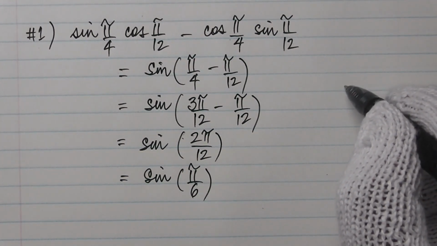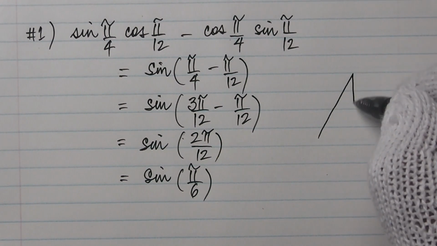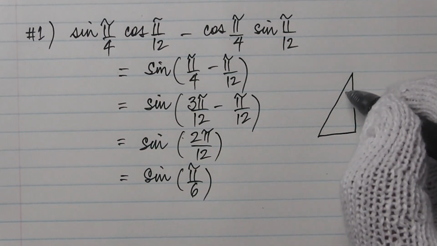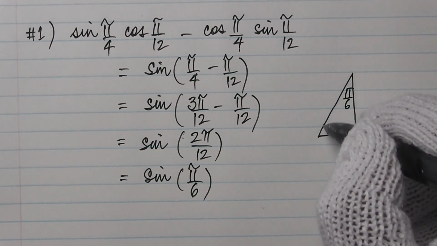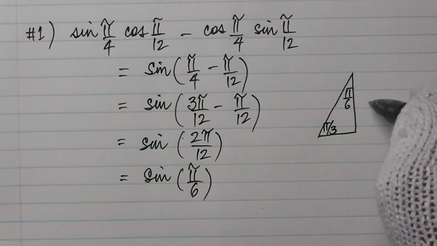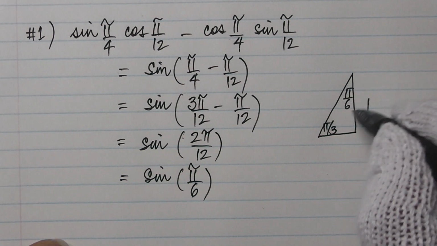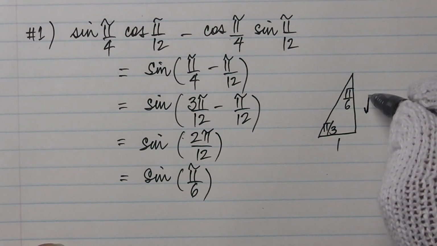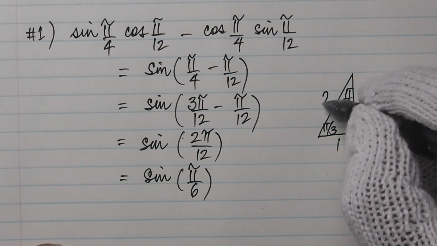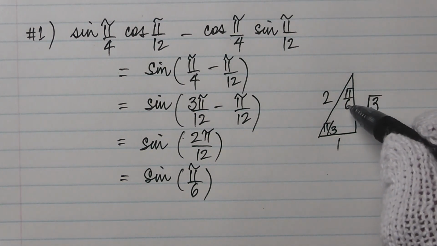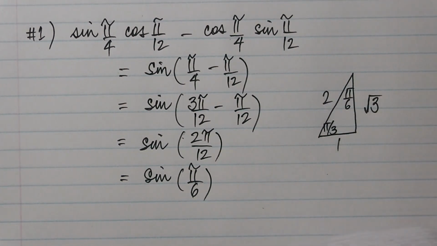As soon as you see that, you draw your special triangle. This is pi by 6. This is pi by 3. Pi by 6 is the smaller angle. Pi by 3 is the bigger angle, and this is 2. Sine of pi over 6 is 1 over 2.